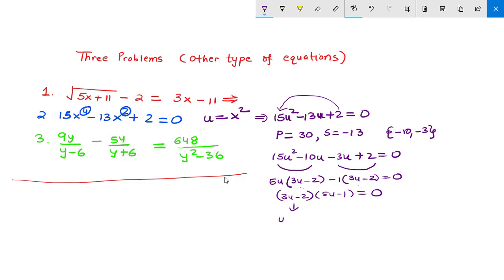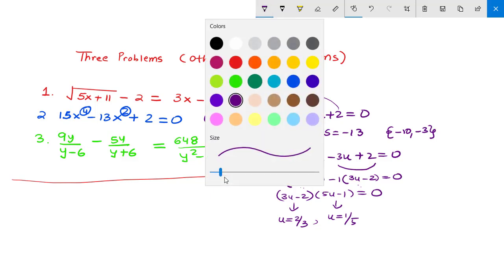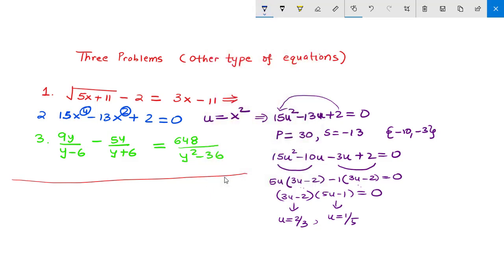From the first factor, I get u equals 2/3. And from the second factor, I get u equals 1/5. You set each of these equal to 0. Now I want to find the value of x. I don't want to find the value of u. If u is this, it means x squared is 2/3 or x squared is 1/5, right? Now x squared equals 2/3 means x equals plus or minus radical 2/3, or x equals plus or minus radical 1/5. Now my lab wants the answers to be rationalized.